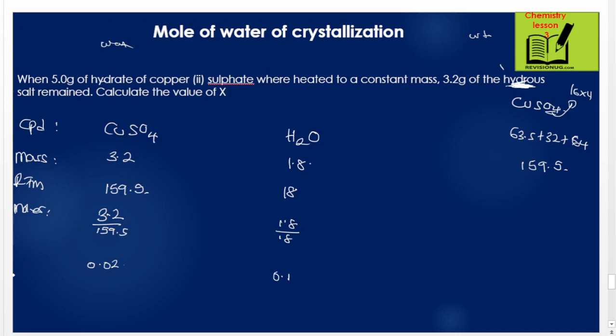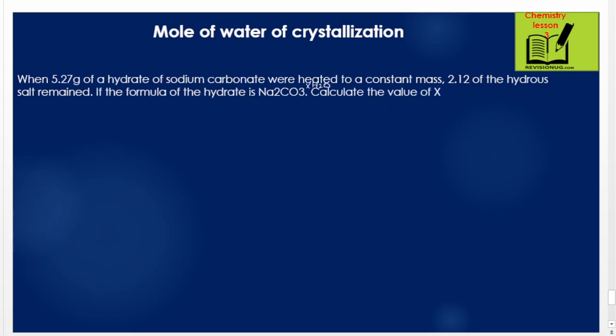Now we get the molar ratio. Divide throughout by the smallest, which is 0.02. Now this is a 1, and then this is 0.1 divided by 0.02, which is a 5. Therefore, the value of X is 5. So it is copper 2 sulfate pentahydrate.